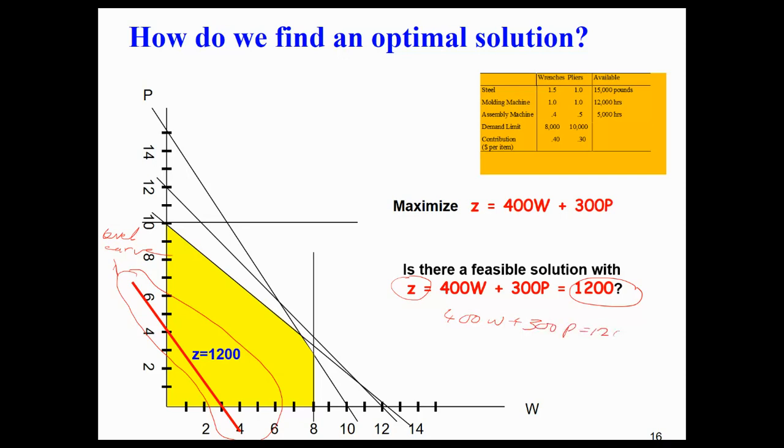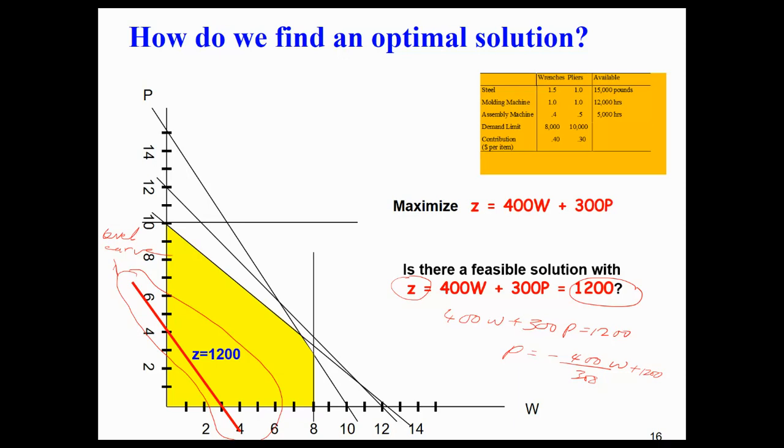400W plus 300P equals 1200. So this is just a linear function, isn't it? So this is just like P equals negative 400 over 300 W plus 1200 over 300. So you can now draw this line. This line is just a reflection of this. You don't necessarily have to put 1200. This is just an example.